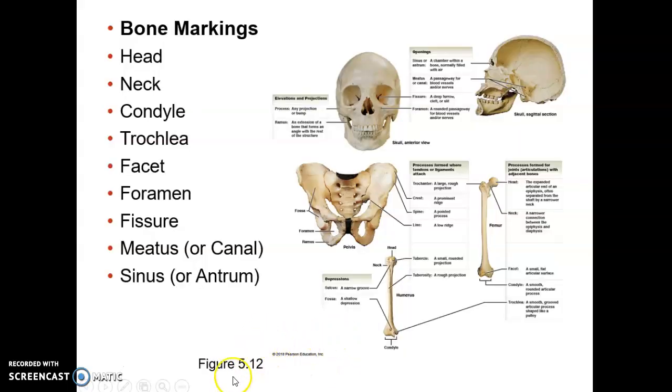So spend some time on figure 5.12 reviewing and learning these bone markings. And it's a good figure because it shows you representative bones that have these particular bone markings. And that's it for chapter 5.